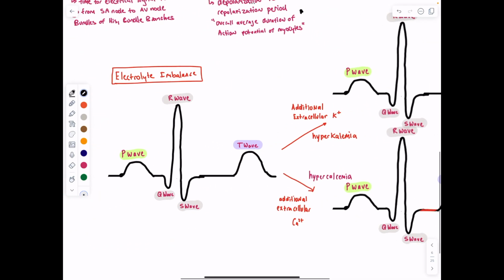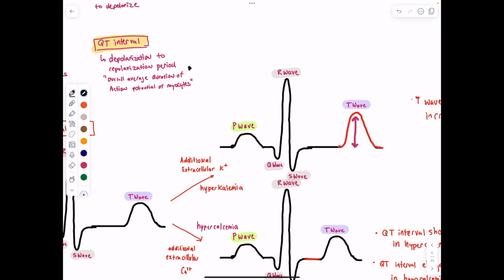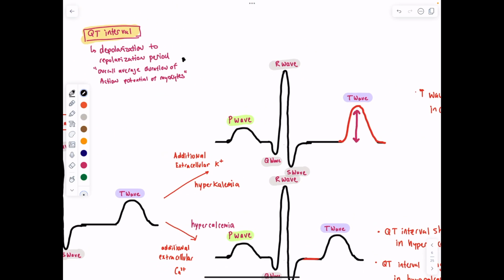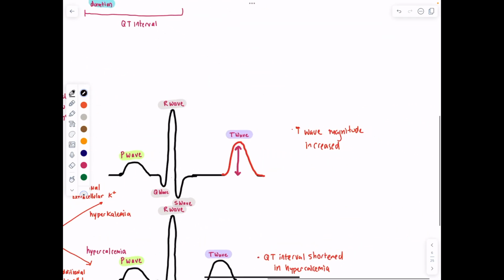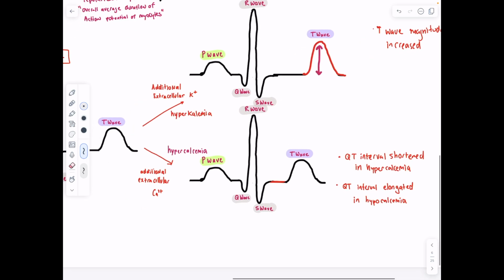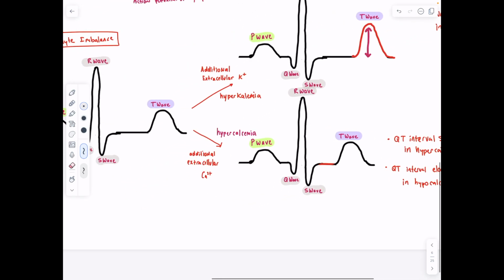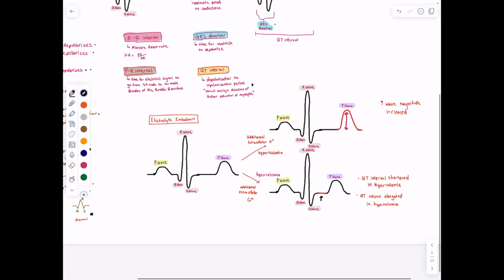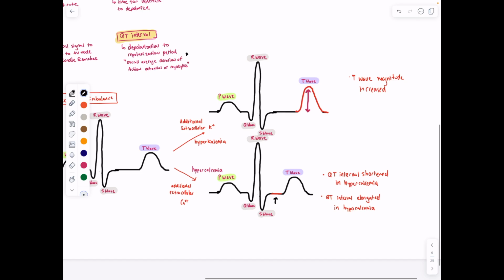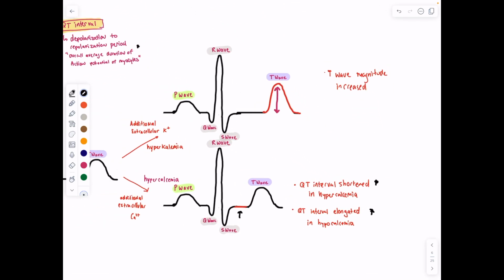What if you have an electrolyte imbalance? Well, if we have additional extracellular potassium, for instance, a lot of potassium in the blood, which we would call hyperkalemia, you're going to have an increase in the magnitude of the T wave, which again is the ventricle repolarizing. And then if you have too much calcium extracellularly, so too much calcium in the blood, you're going to have a change in this part right here, which is, as we said, the ST segment. I've written QT segment over here, so technically that's true, but the ST segment is shortened in hypercalcemia, and it is elongated in hypocalcemia.